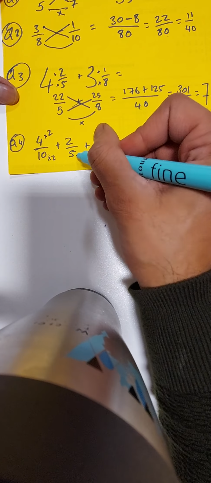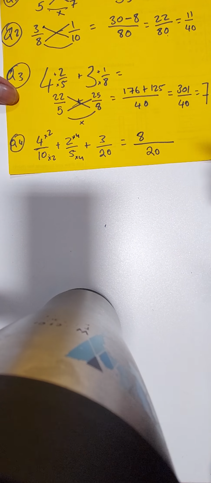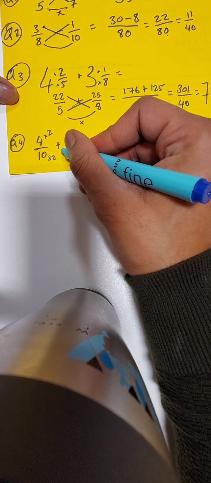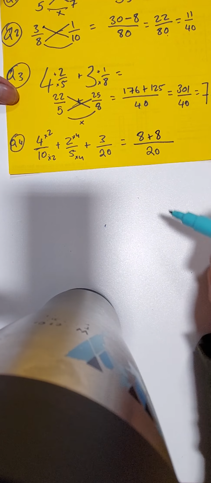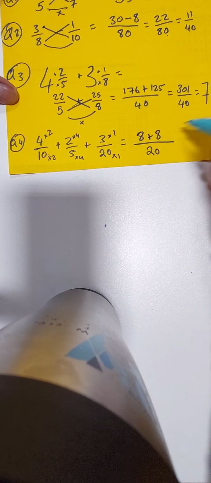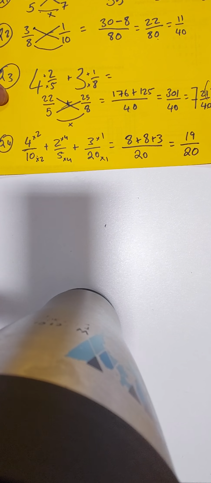For this one I times it by 4, do the same to the top. 2 times 4 is 8 again. So plus, remember to put whatever signs here, so plus 8. And then the last one I times it by 1, so do the same to the top, so that stays the same. Add the numerators, so you get 16, 19 over 20.